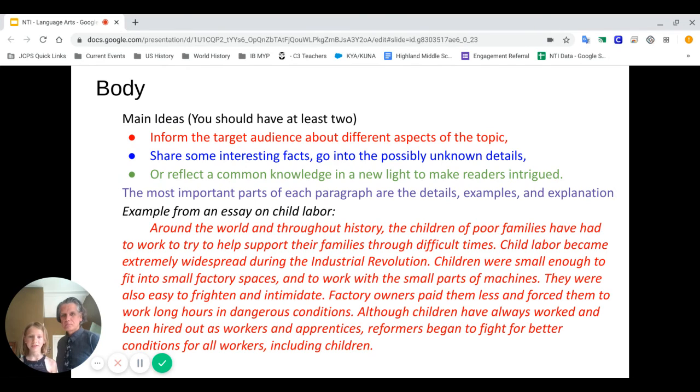Around the world and throughout history, the children of poor families have had to work hard to try and help support their families. Throughout difficult times, child labor became extremely widespread during the Industrial Revolution.